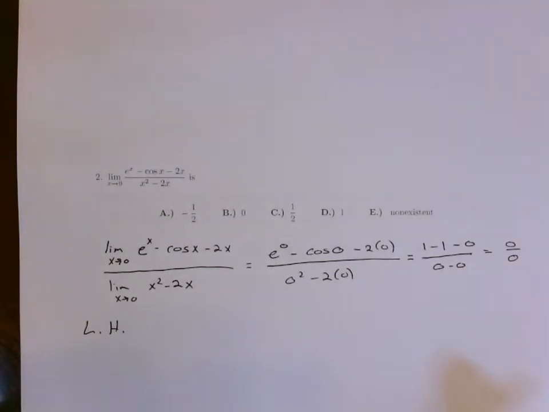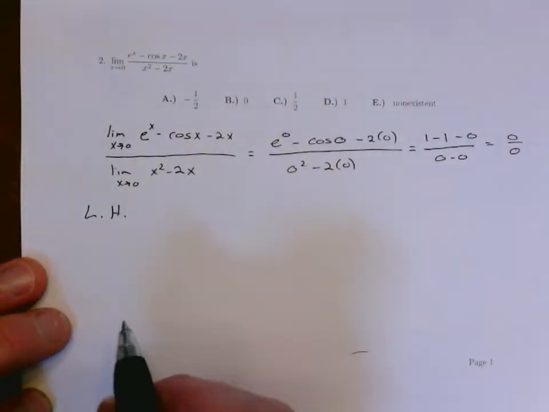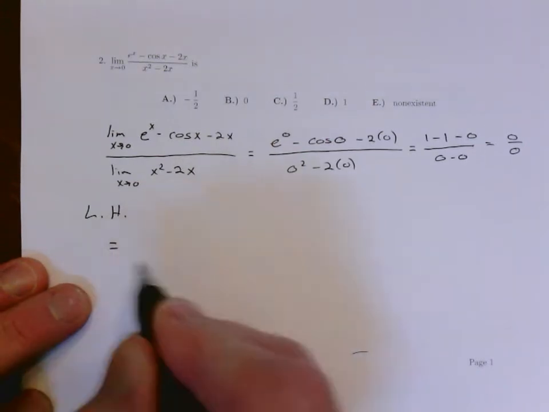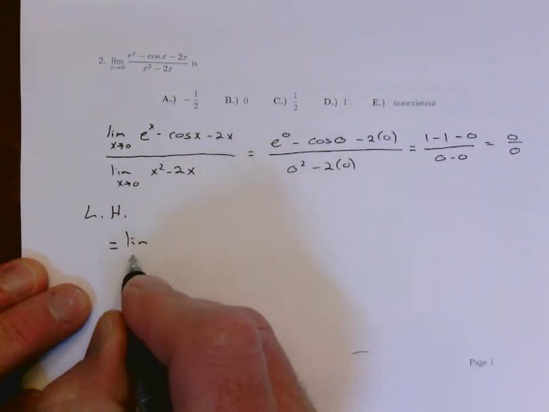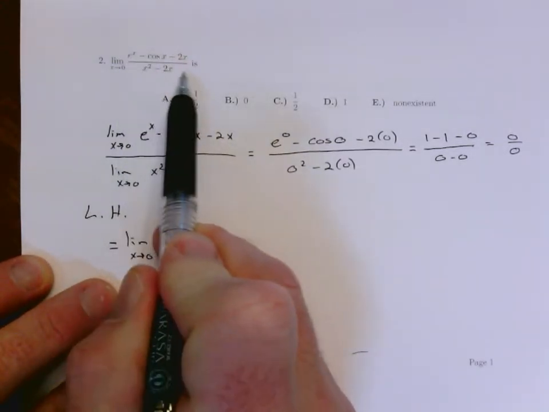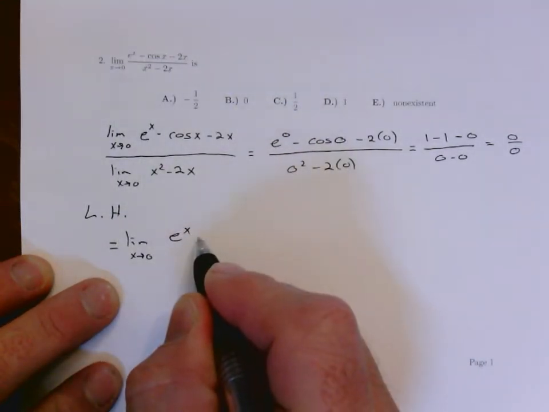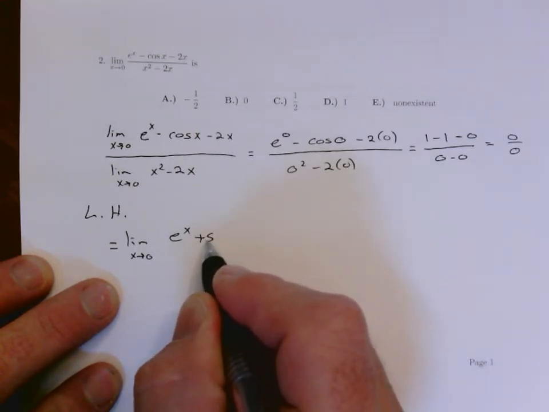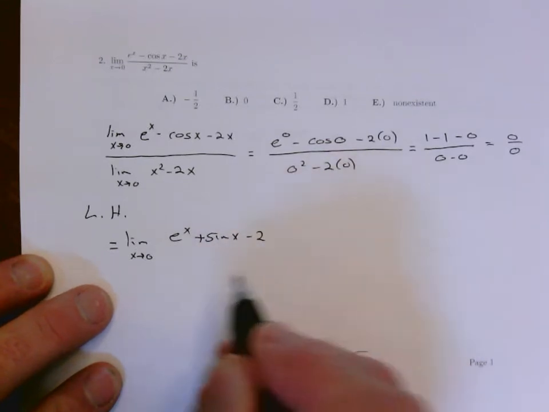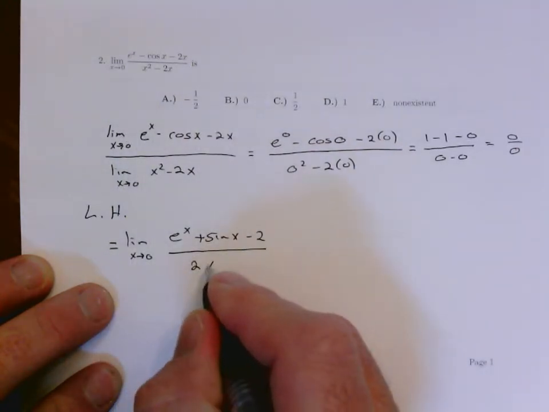Okay, so now we have to use L'Hopital's rule. So I'm just going to adjust this a little bit. Now we're going to go ahead and take the derivative of the top and the bottom. So we know by L'Hopital's rule, this is equal to the limit as x goes to 0 of the derivative of the top over the derivative of the bottom. So the derivative of the top is going to be e to the x minus the derivative of cosine, which is negative sine. So that'll be plus sine of x minus 2, all over, and then the derivative of the bottom is going to be 2x minus 2.